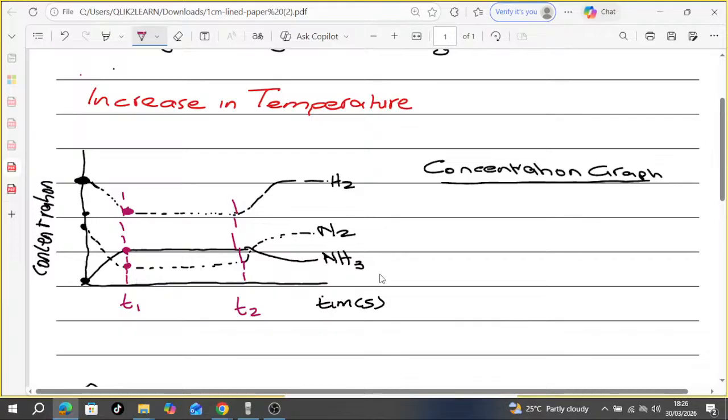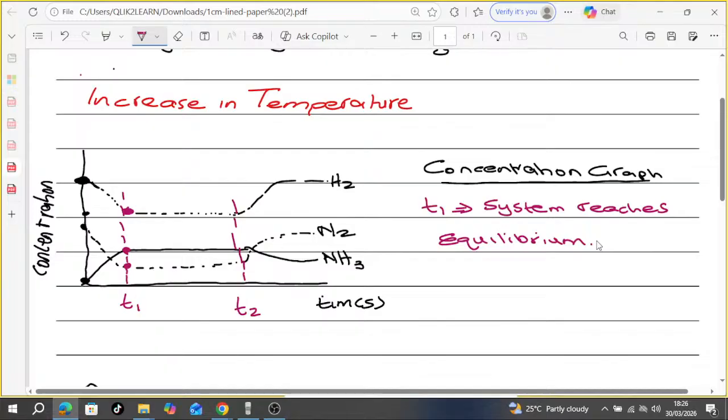Yes. So we are saying that at T1, the system reaches equilibrium. Tell me, how do we see that the system reaches equilibrium? Because they are all moving at the same rate. Exactly, they're all moving at the same rate. That's how we see that the system reaches equilibrium.